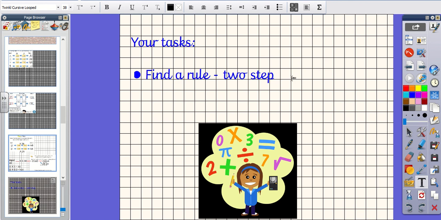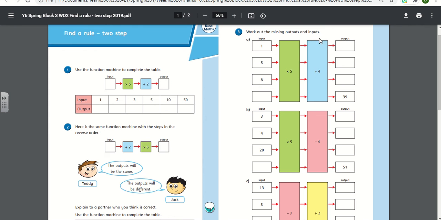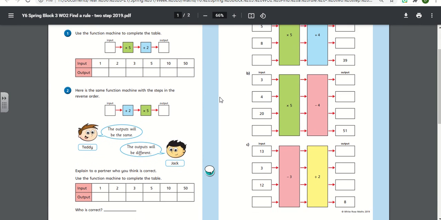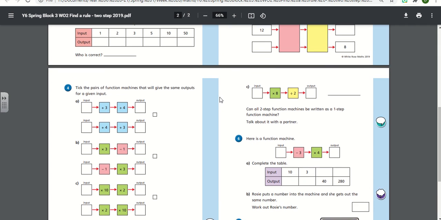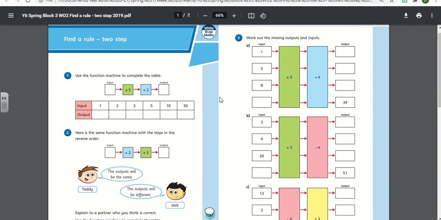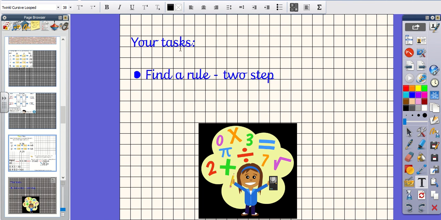Okay then, so your work today is to complete the two-step questions. So you have got 2 steps that you need to complete. Remember, if you are going from the output to the input, you need to do the inverse. So you need to do the opposite. Okay, so you have got 7 questions on there to have a go at. Have a go at those questions for me, please, and then come back when you are ready to do problem solving and reasoning.